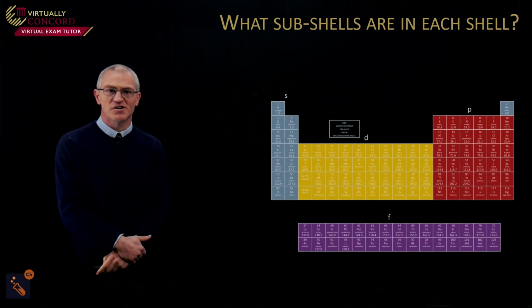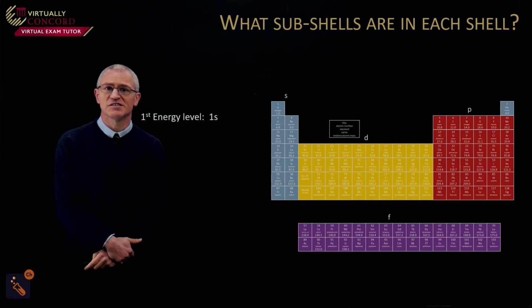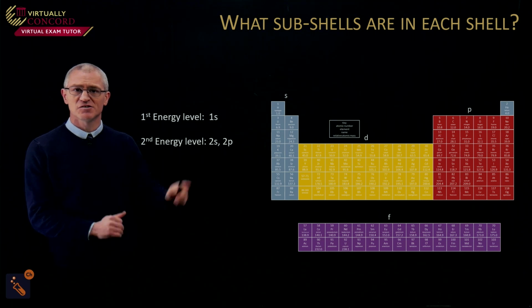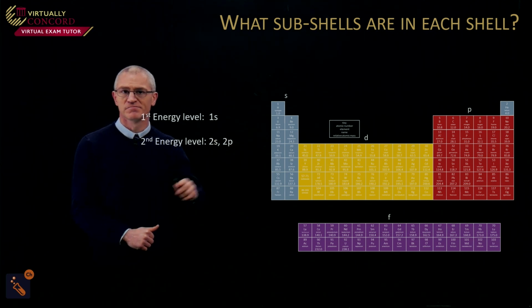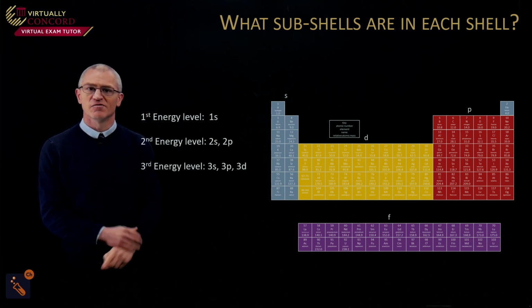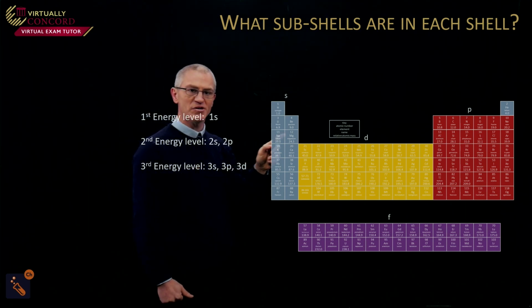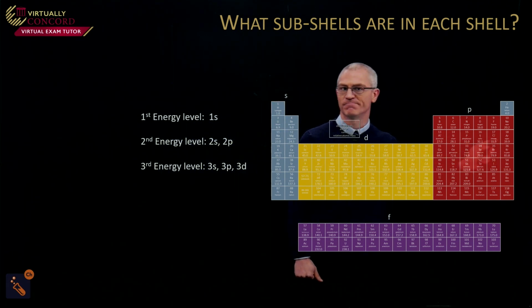Now, if we follow that through, the first energy level is 1s. The second energy level is 2s and 2p. Notice all we're doing is putting the shell number with the subshell. Now, remember, in the third energy level, we had 3s, 3p, and 3d, because remember, it went across, then it went down, and then it went across again.